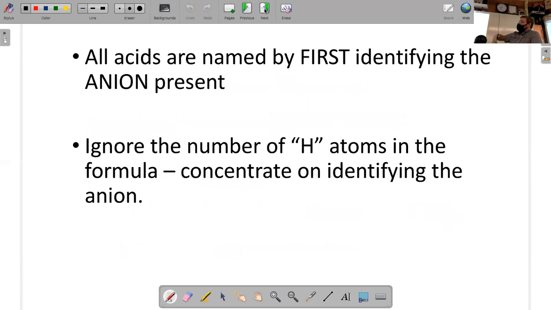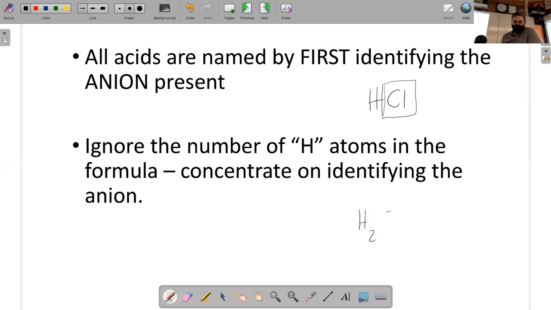So the way you name acids, you always find the name of the anion and you ignore the fact that there's H. In other words, in that example, HCl, the name of the acid has nothing to do with the fact that hydrogen is the cation, but comes entirely from the name of the anion, the chlorine. And the number of hydrogens don't matter either. So for instance, hydrochloric acid is named based upon the acid name for the chloride anion.